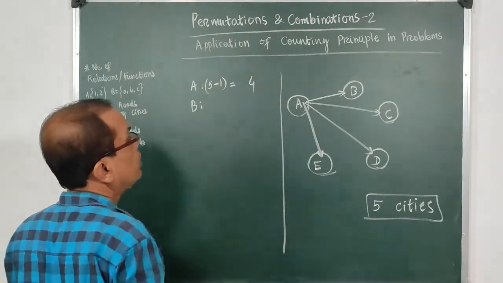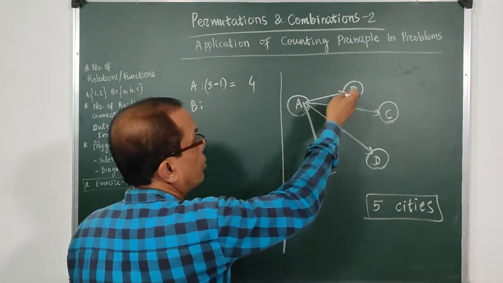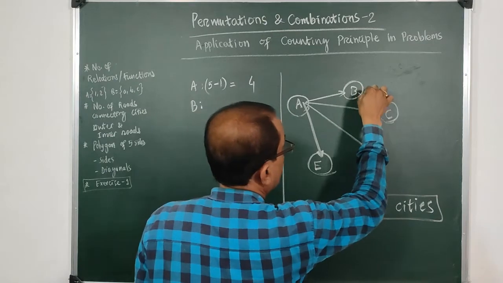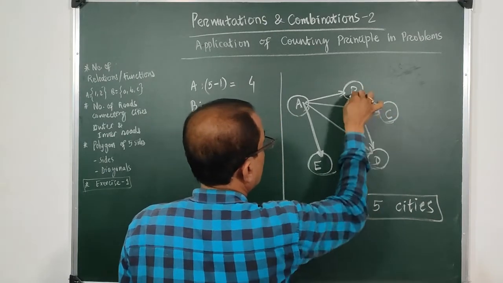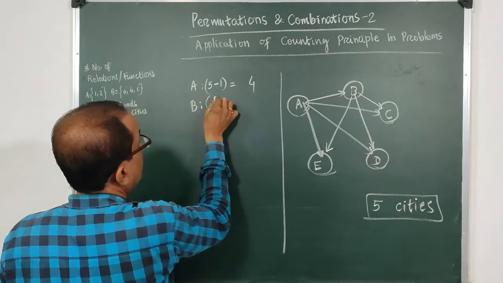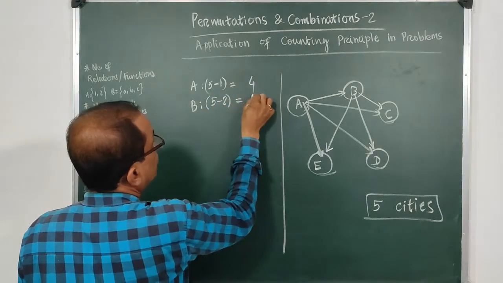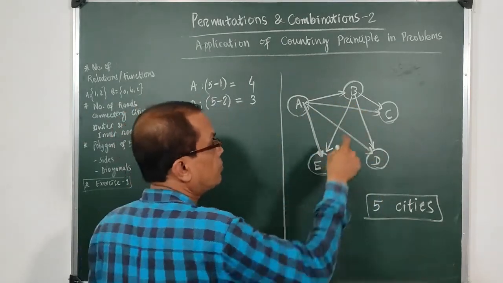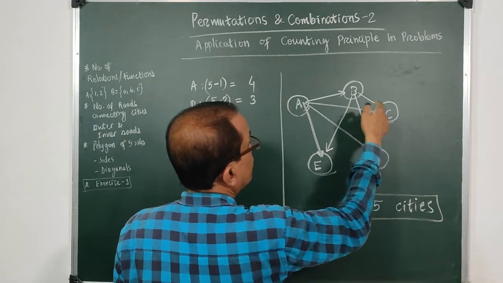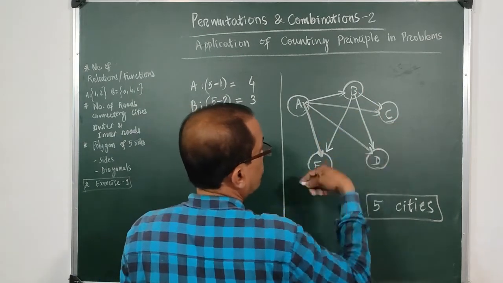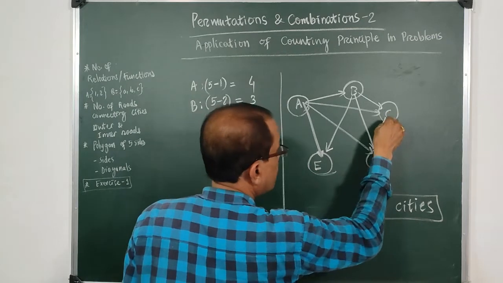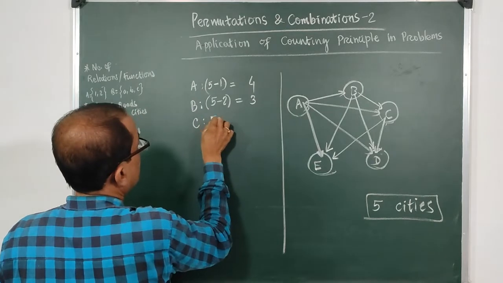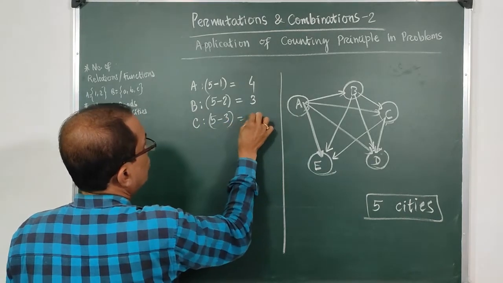How many roads are required now to connect B? B is already connected to A, so there is no need of taking another road. So B can be connected to C, D and E. So now you have 5 minus 2, which is equal to 3. Now after connecting A and B with all cities, we have the third city C. C is already connected to B and A. Now the cities to be connected are C to D and C to E. So C can be connected to 5 minus 3, which is equal to 2 cities.